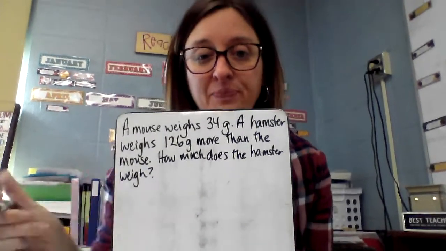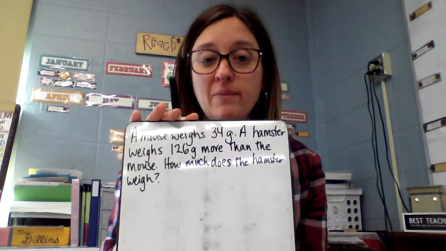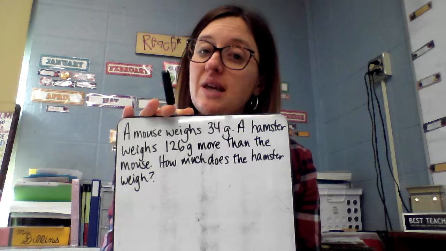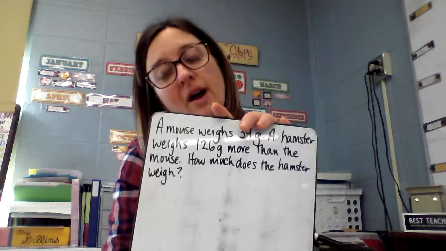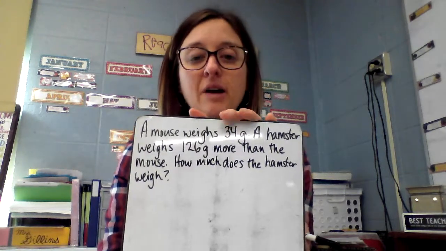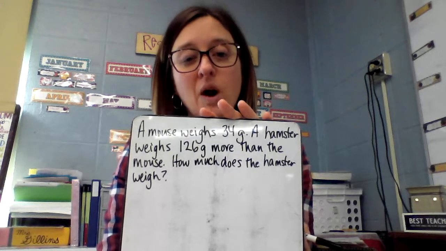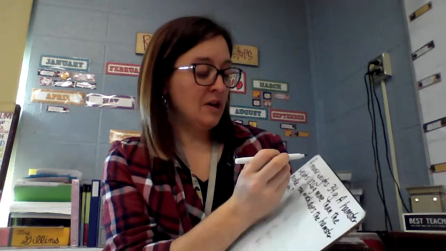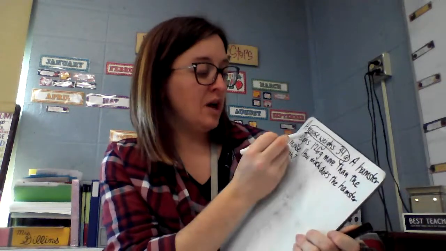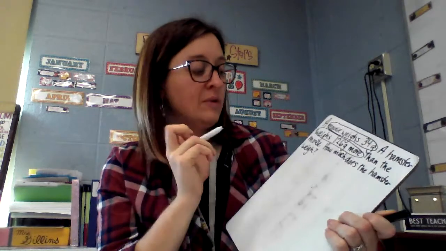It stays the same. So a mouse weighs 34 grams. A hamster weighs 126 grams more than the mouse. How much does the hamster weigh? I'm going to go back and I'm going to reread it. And this time I'm going to look for what do I already know. A mouse weighs 34 grams. A hamster weighs 126 grams more than the mouse. Well, I know how much the mouse weighs. Mouse weighs 34 grams. And I know that the hamster weighs 126 grams more. Okay? How much does the hamster weigh?